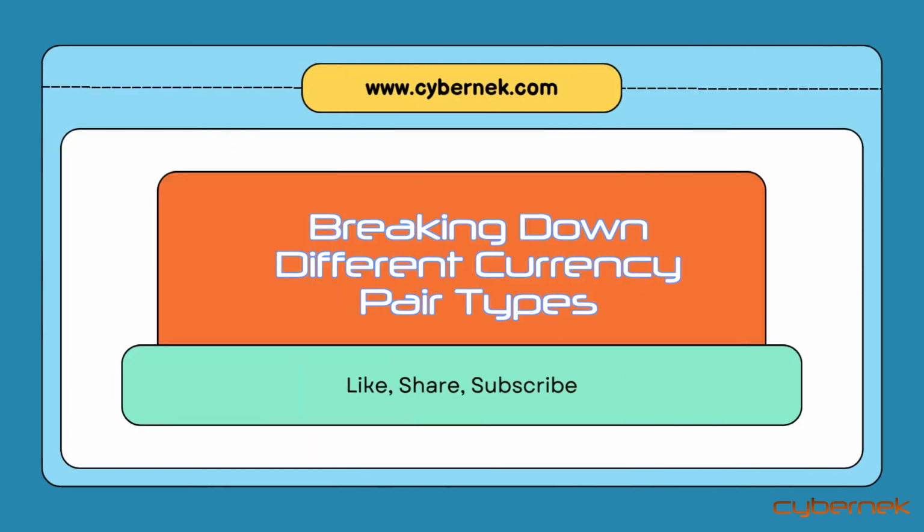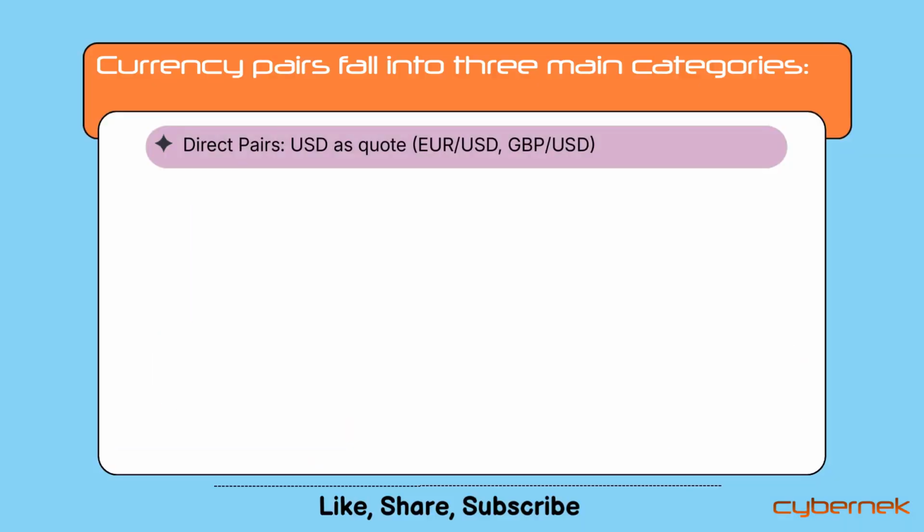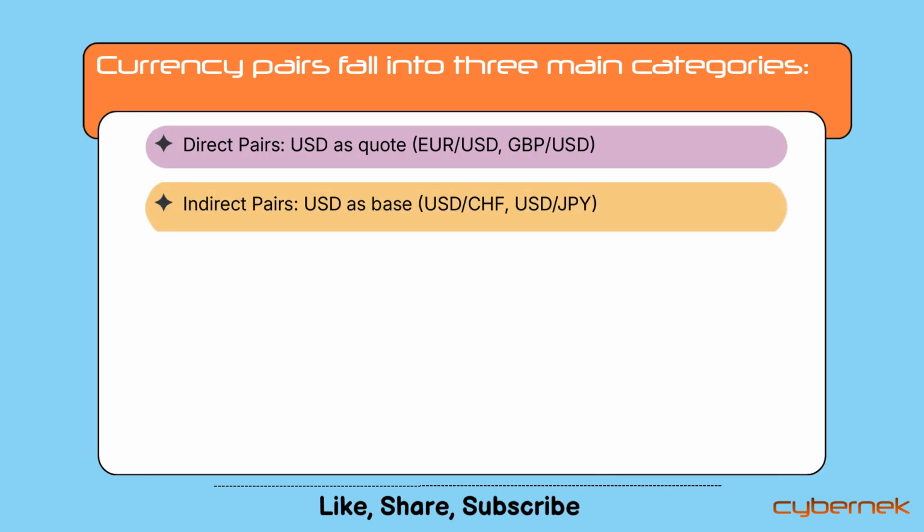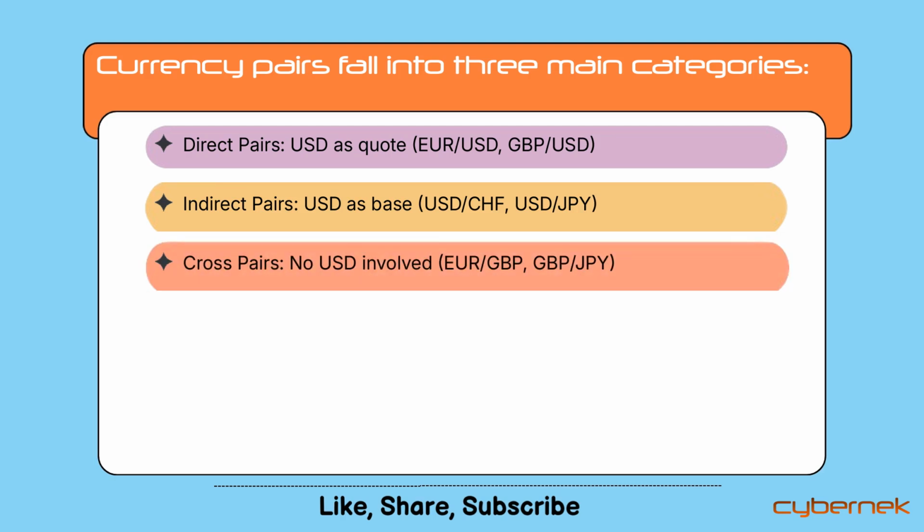Breaking down different currency pair types. Currency pairs fall into 3 main categories. Direct pairs, USD is the quote currency: euro to US dollar, pound sterling to US dollar, Australian dollar to US dollar. These are the friendly neighbors of Forex. Indirect pairs, USD as base currency: US dollar to Swiss franc, US dollar to Canadian dollar, US dollar to Japanese yen. A bit more complex, but still manageable. Cross pairs, no USD involved: euro to pound sterling, pound sterling to Japanese yen, euro to Australian dollar. The wild cards that keep things interesting.